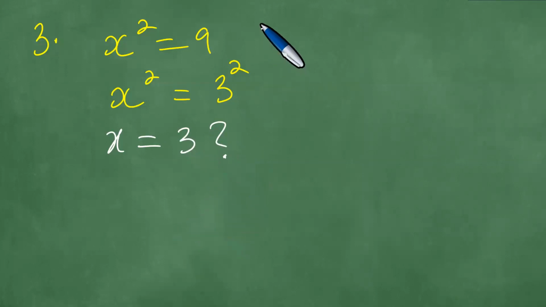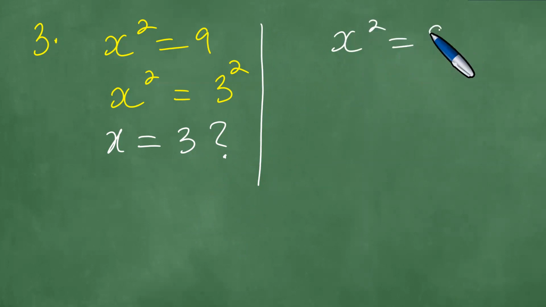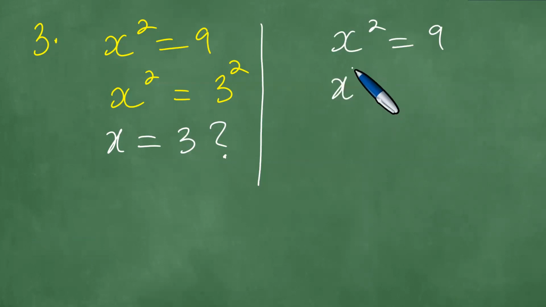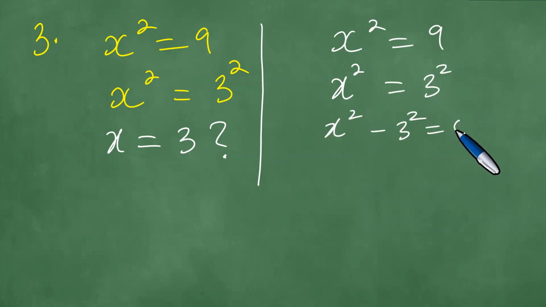Okay, let's go back to grade 10. In grade 10, we can do it like this, okay? X squared equals 9. There are many ways to do this question. So we have x squared. The 9 is 3 squared. I agree with you there, Pekhalelo. In which case we can transpose the 3 squared to the left-hand side, making it negative.